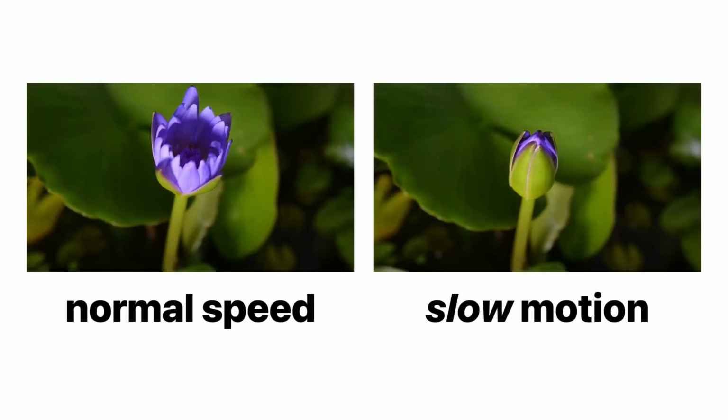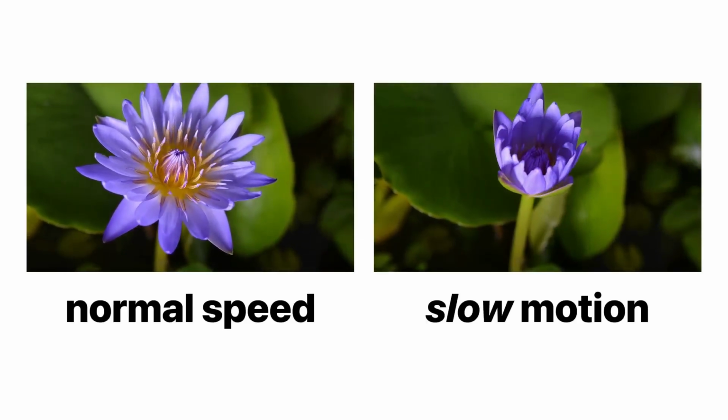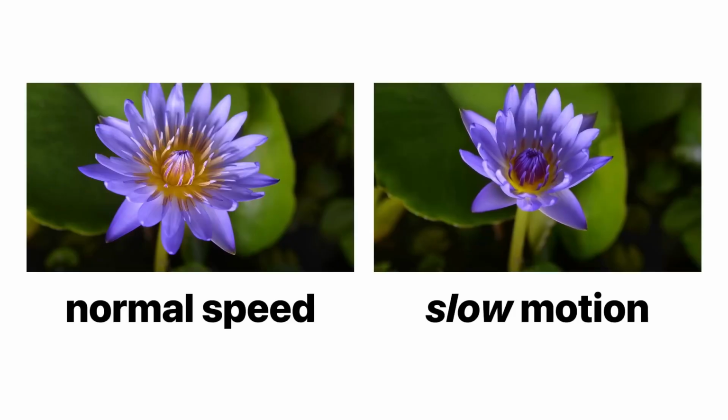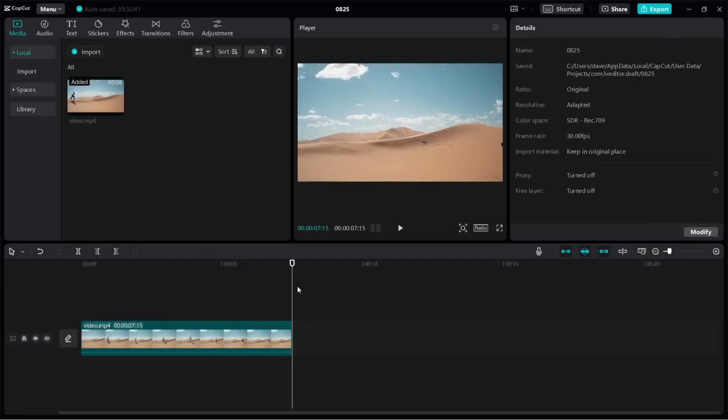If you want to learn how to do slow motion on CapCut, then this video will show you how step by step. So let's use this video as an example. So to do slow motion on CapCut, there are two ways to do it. So I'll show you the first way, which is the easy way.